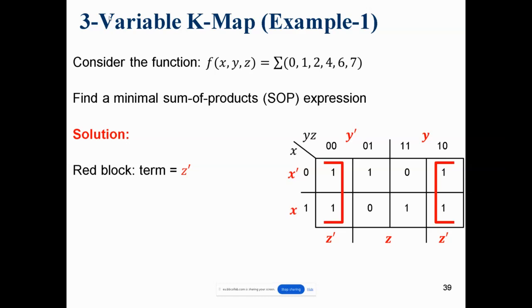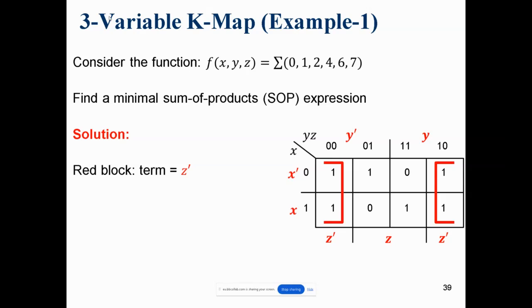Z is not changing. Y is changing and X is changing. Can you see? If you think of this, it covers both X bar and X. So X bar plus X is 1. And then what is changing? If you look here, Y is also changing. So this is Y bar plus Y.